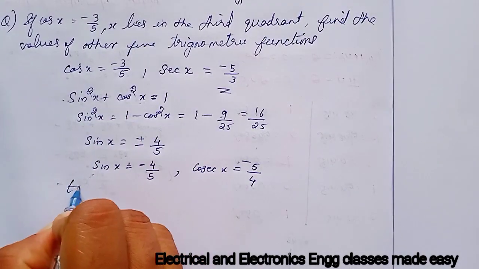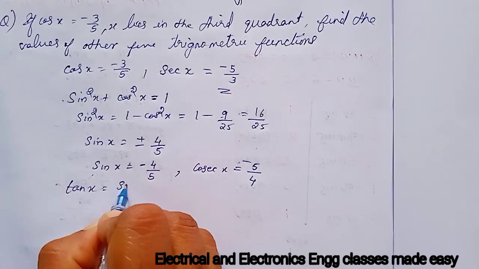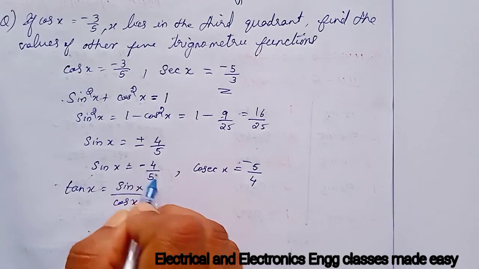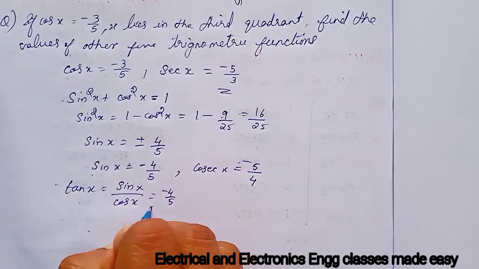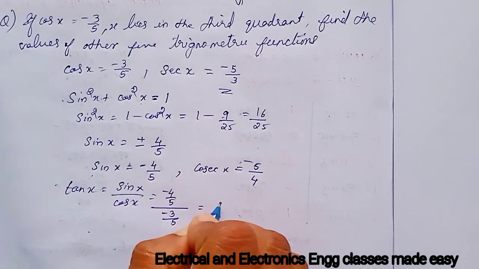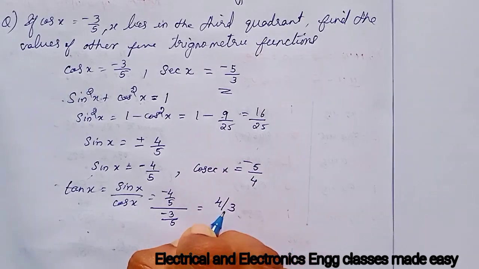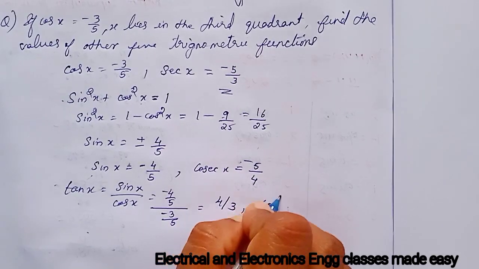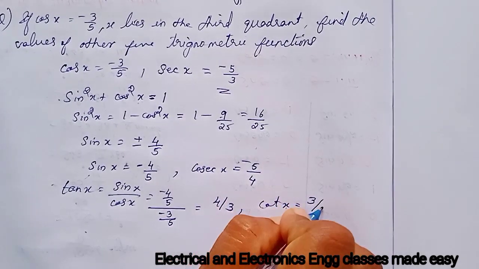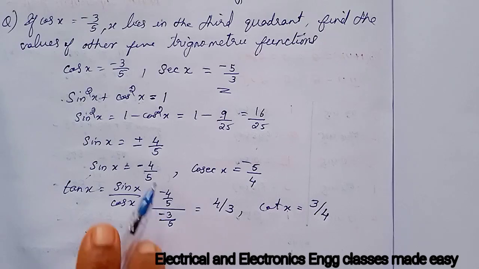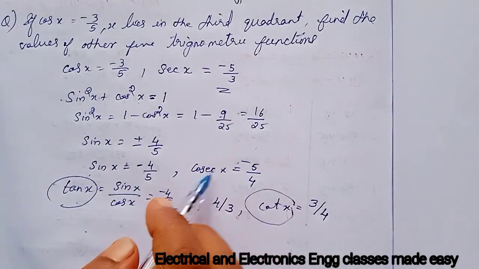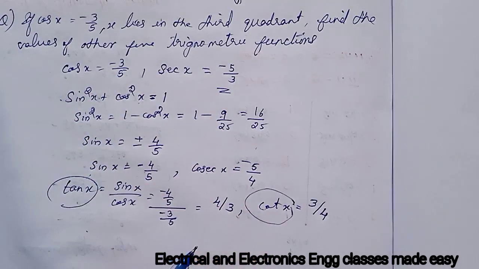We know tan x is equal to sin x divided by cos x, that is sin x is minus 4 divided by 5, divided by cos x, which is minus 3 divided by 5, that is 4 divided by 3. So we can write cot x is equal to its reciprocal, that is 3 divided by 4. So in the third quadrant, tan and cot are positive. All the other functions are negative.